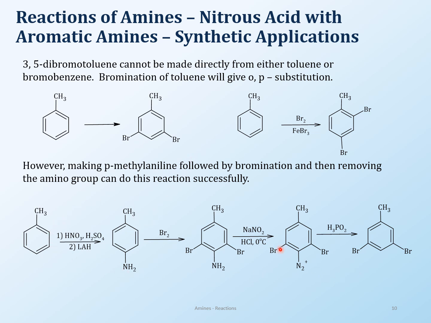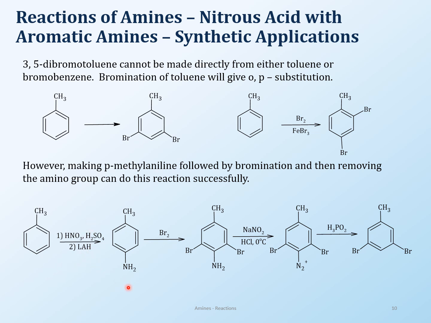I know it looks a little bit long, but it doesn't matter. It at least gives us what we want, and what we want is the bromine meta to the methyl group. So you take toluene and do nitration on that, followed by reduction to give the amine group.